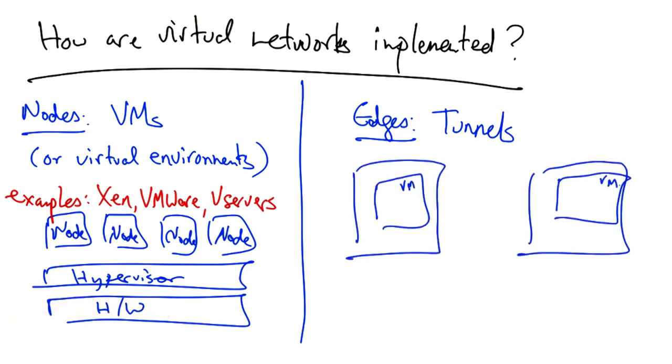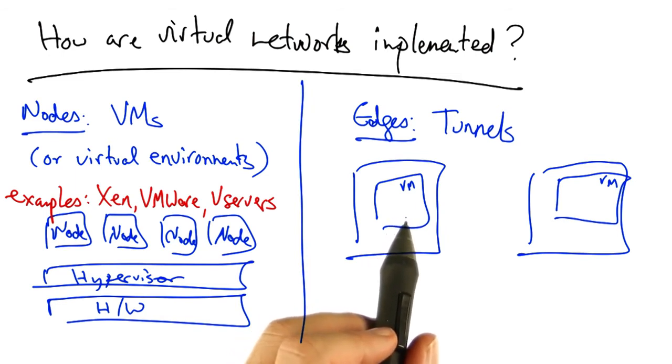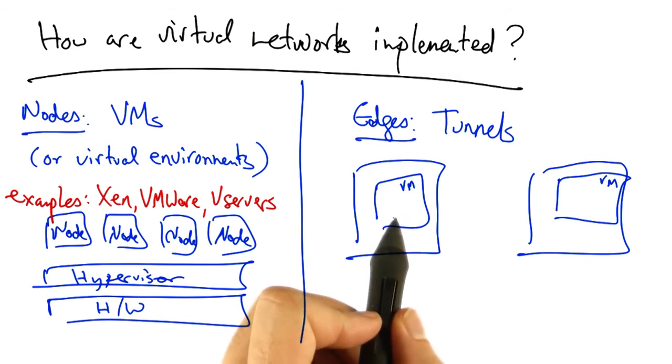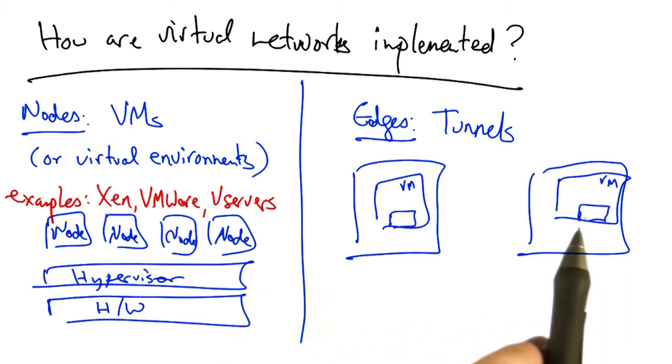Now, in a virtual network, we need to connect these virtual machines. Each virtual machine or virtual environment has its own view of the network stack, and we may want to provide the appearance that these nodes are connected to one another over a layer 2 topology, even if they are in fact separated by multiple IP hops.